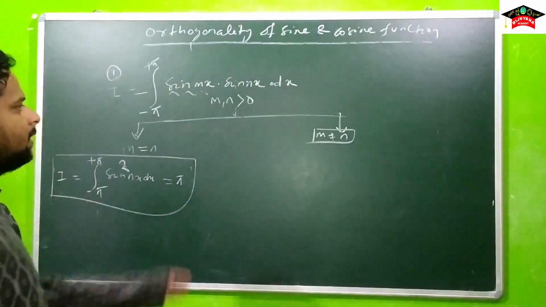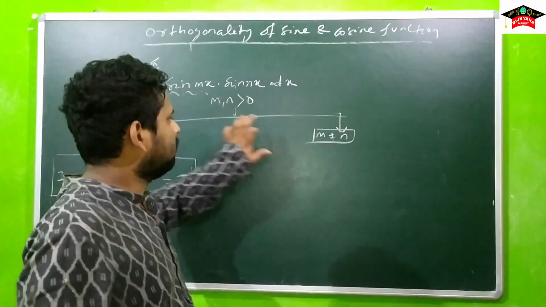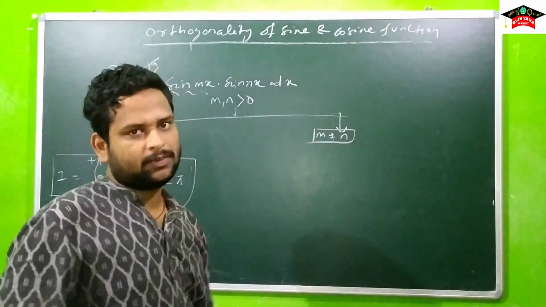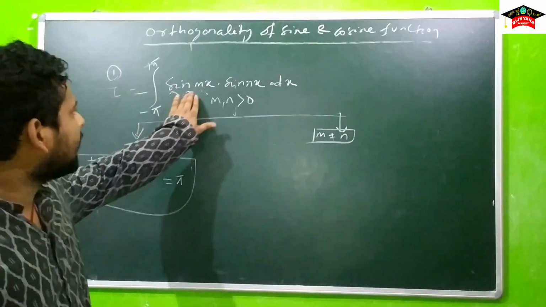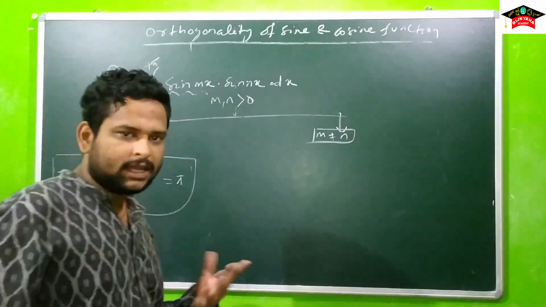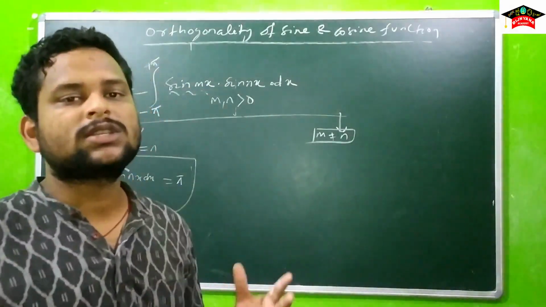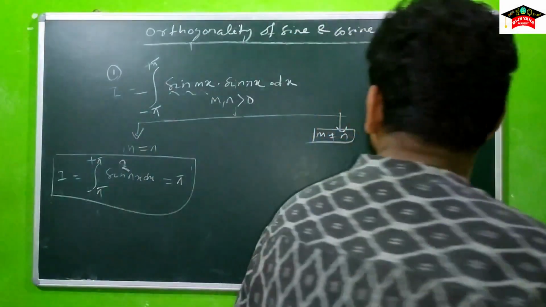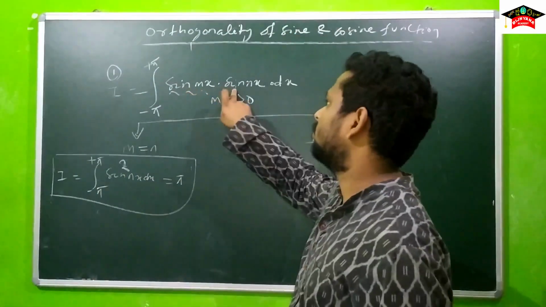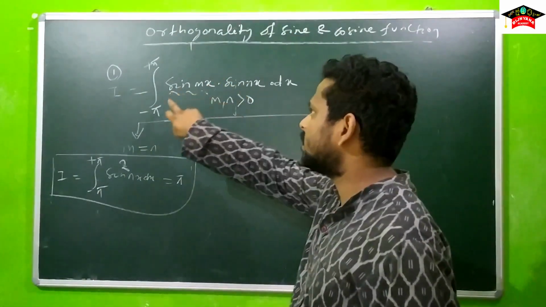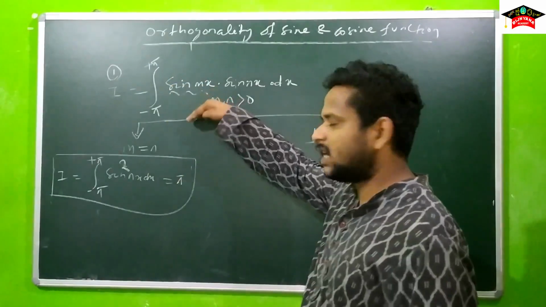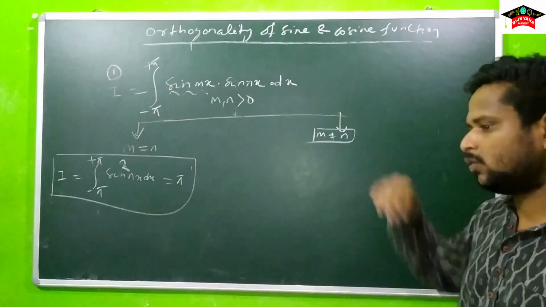So next we will see what will be the value of the integration when m is not equal to n. That means when the two sine functions are different, then we cannot merge them into a single function, which means they will simply be in this form, and we can integrate from minus pi to plus pi to get the exact value when m is not equal to n.